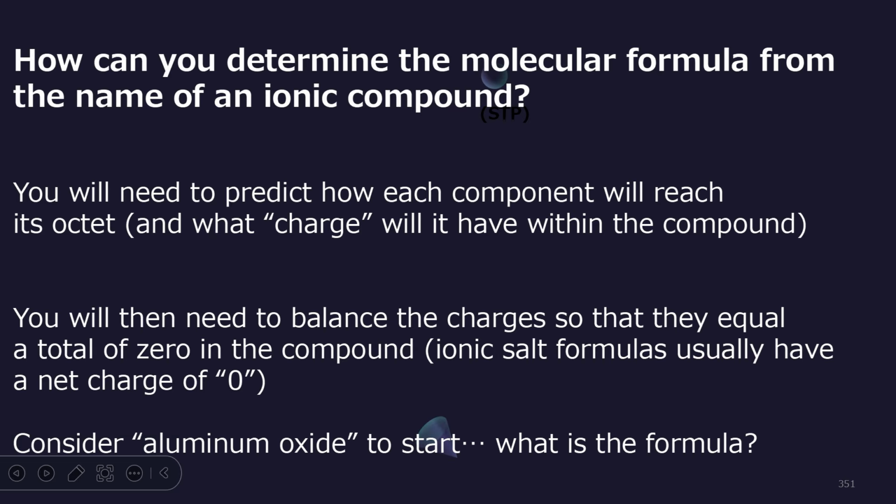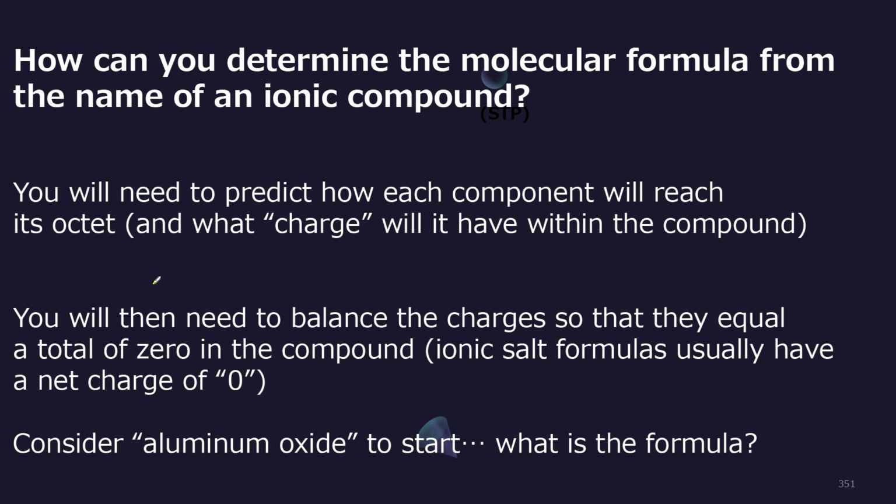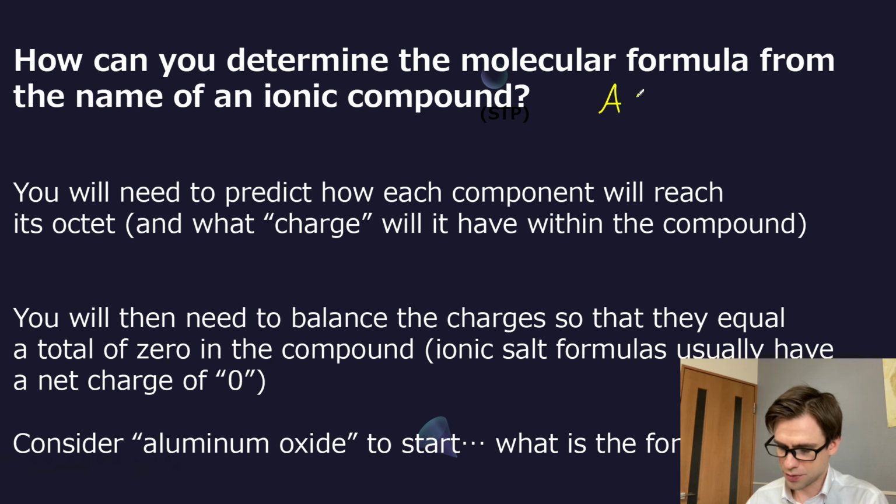Consider aluminum oxide to start. What is the formula? Let me go to the top right here just a little bit. Aluminum is in group 13. To reach its octet, it needs to lose 3 electrons generally. It's going to go 3 plus, oxidation state. Lose 3 electrons. Oxygen is quite close to having an octet. It needs to gain 2 electrons though, so it's going to go 2 minus.